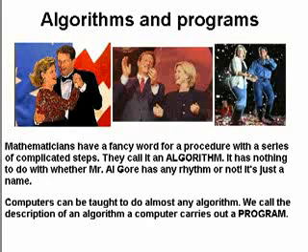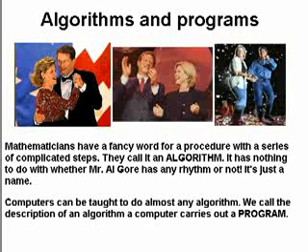Algorithms and programs. A modern computer can do things which are much more complicated and involved than adding and subtracting numbers. But like the pendulum clock or the Pascaline, it does its work by carrying out a series of steps. Mathematicians have a fancy word for a procedure with a series of complicated steps. They call it an algorithm. It has nothing to do with whether Mr. Al Gore has any rhythm or not. It's just a name. Computers can be taught to do almost any algorithm.